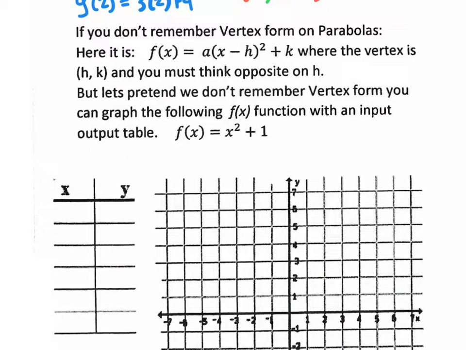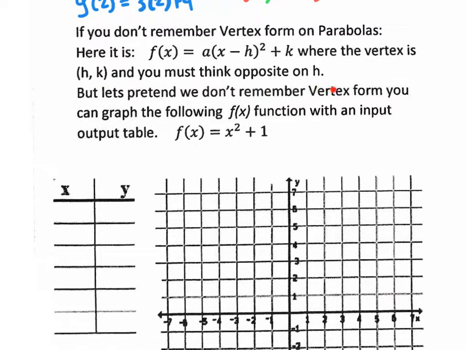Parabolas. Right now we've graphed parabolas in Algebra 1. We have not done any refresher on that. You might not remember vertex form. Vertex form is a parentheses x minus h close parentheses squared plus k, where the vertex, which is your highest or lowest point, depending on whether it opens up or down, is the location h, k, and you must think opposite on h. So I'm pretty sure that a lot of us forgot about this, but let's just pretend that you don't remember it.